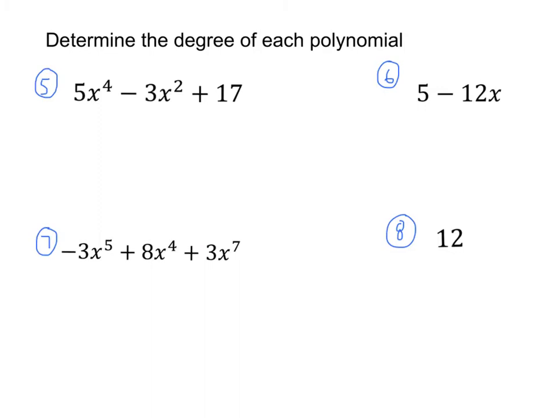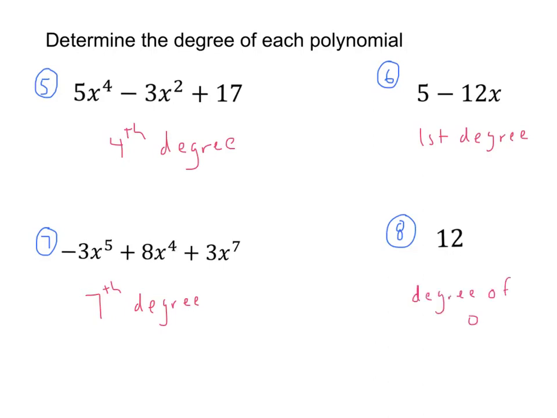Okay, all right, so here's the answers. This one is a 4th degree polynomial. 5 is a 4th degree. 6, this is a 1st degree. And then this one is a 7th degree. And the last one, our constant, is a 0 degree, or we could say degree of 0. And again, that's what happens when we have a constant.